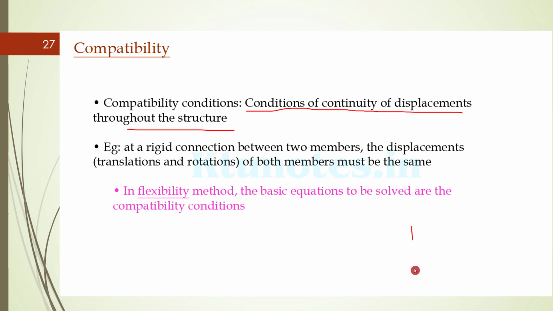Suppose you have a rigid frame, and upon the action of a load the beam is bent. The total deflection maintains the 90-degree angle, and however much the column is inclined will be the same for the beam also. So there should be compatibility between the deformations at every joint. In the flexibility method, the basic equations to be solved are the compatibility conditions.